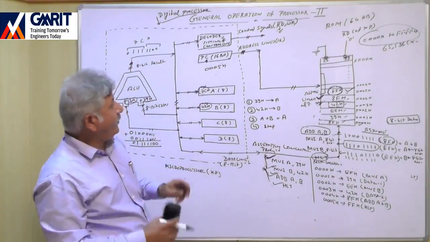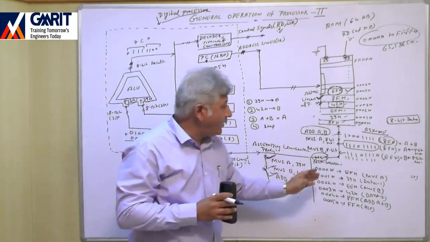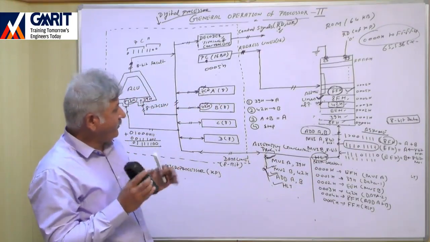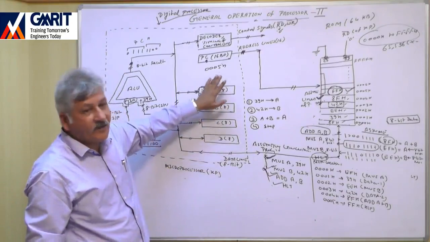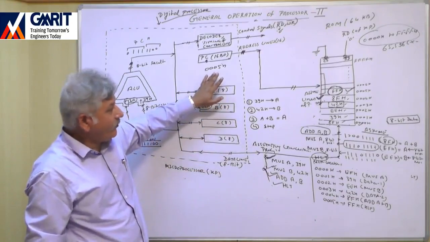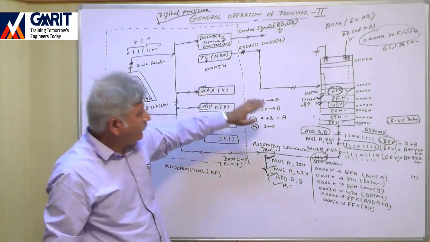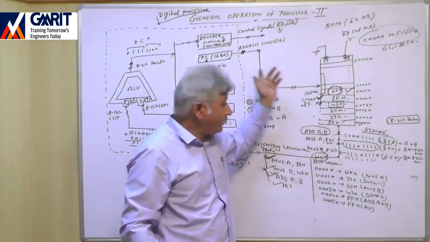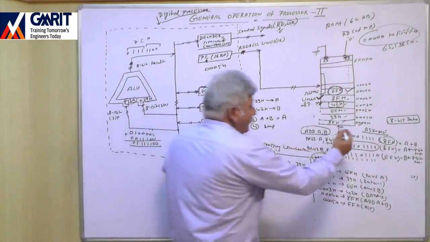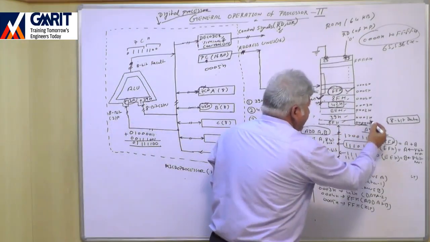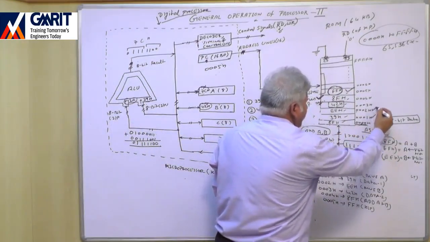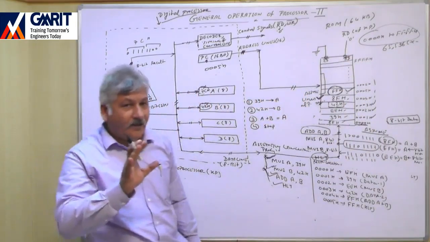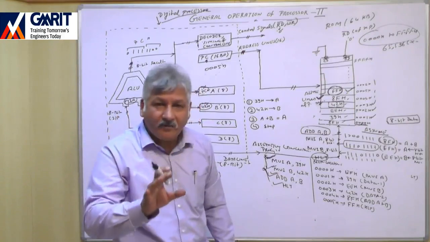So in this way, the processor will execute the instructions. And one thing, the processor is a sequential machine. The meaning of a sequential machine is that it executes the instructions one after the other. Because just now I told you, first it will send this address, then it will go to this address, then it will go to this address. In this way, it goes sequentially. So the processor in itself is a sequential machine.